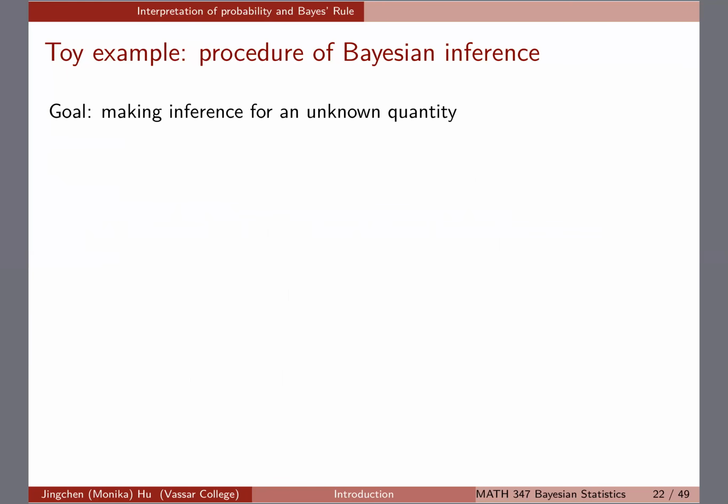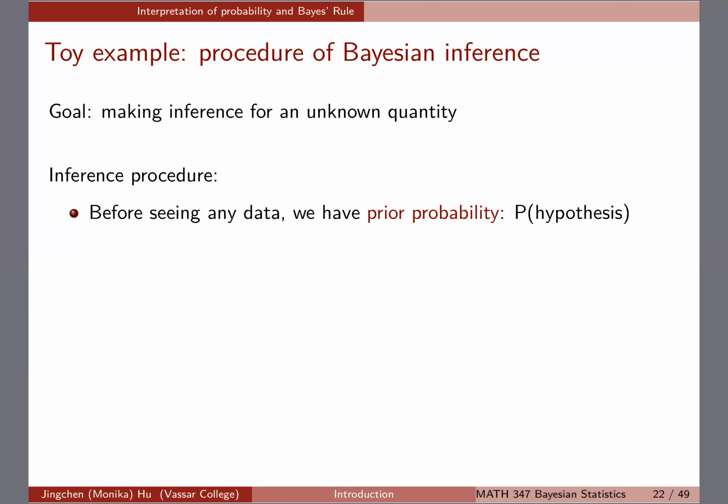All right, so let's just look at a toy example. So we're not just talking about big ideas and differences and similarities. So the general procedure for Bayesian inference, notice that the goal is to make inference for an unknown quantity. And the quantity, maybe it's a mean, maybe it's a proportion, maybe it's a particular parameter in a model. And then this procedure is, we first of all going to have a prior probability before seeing any data.